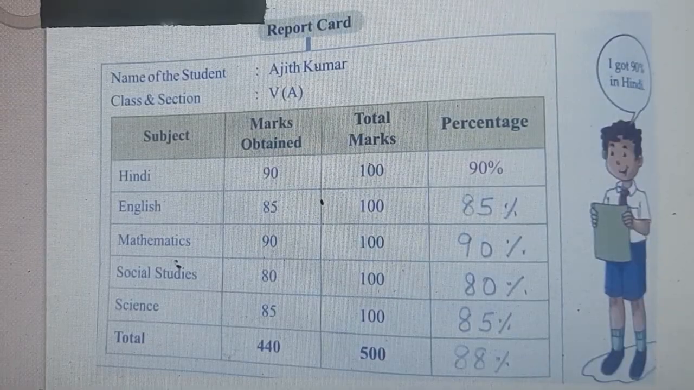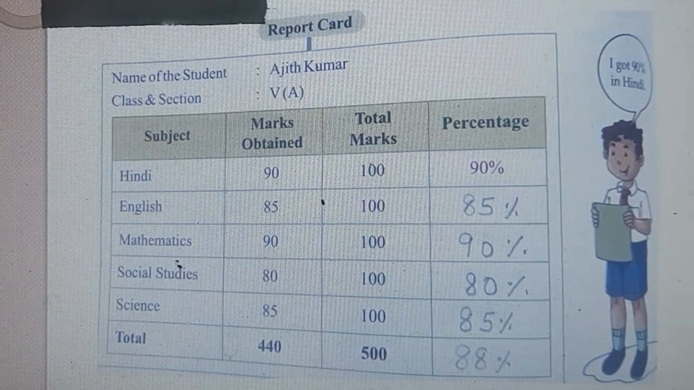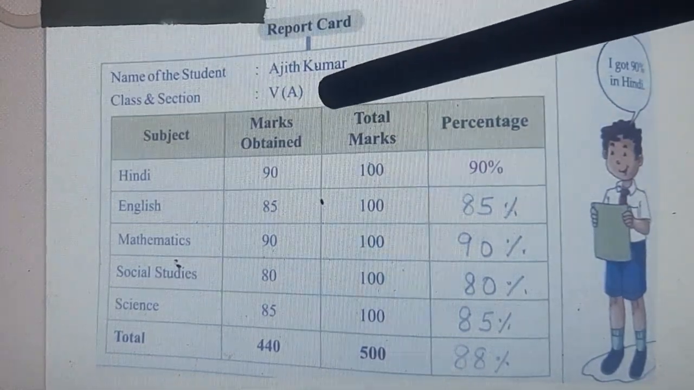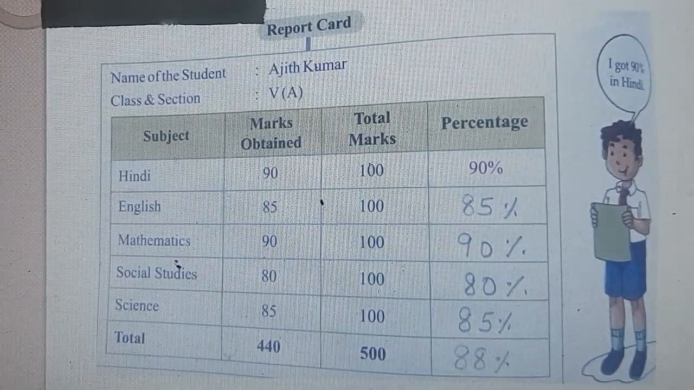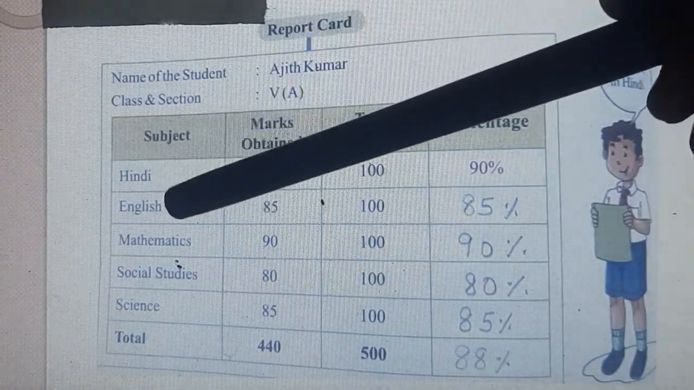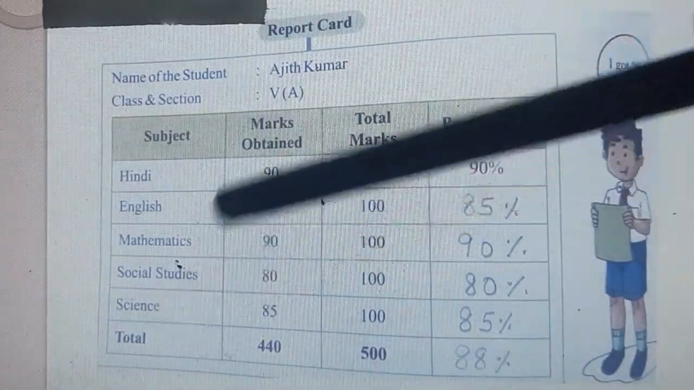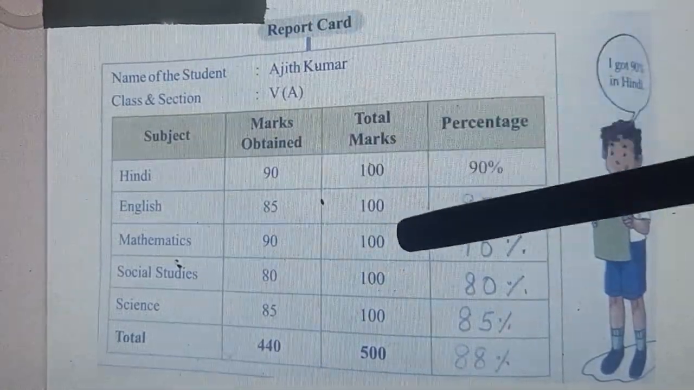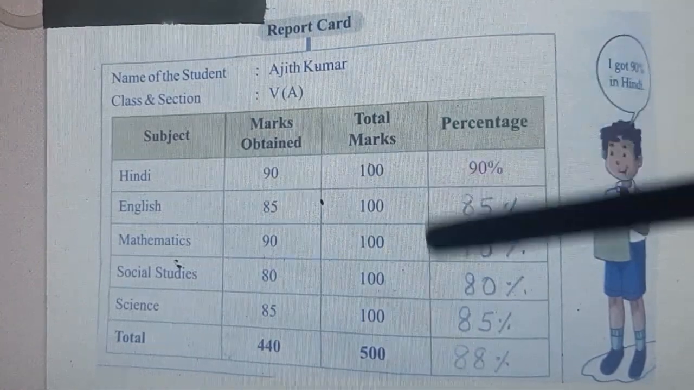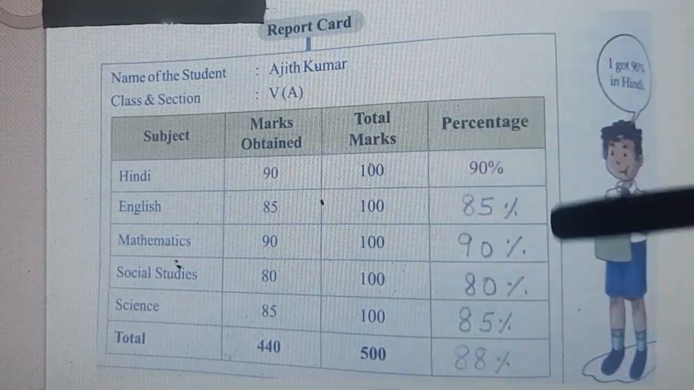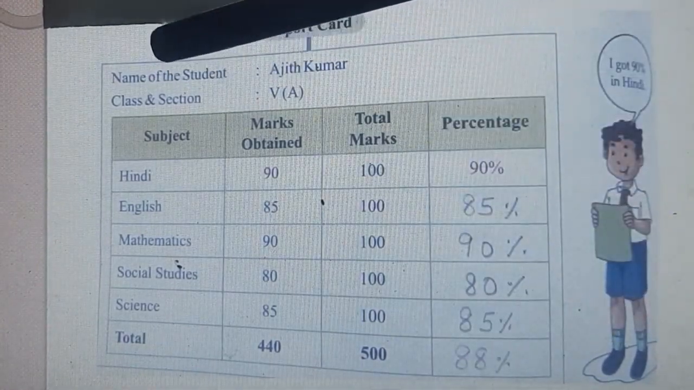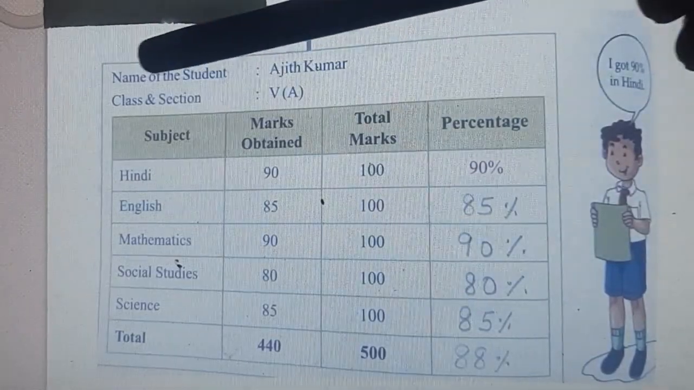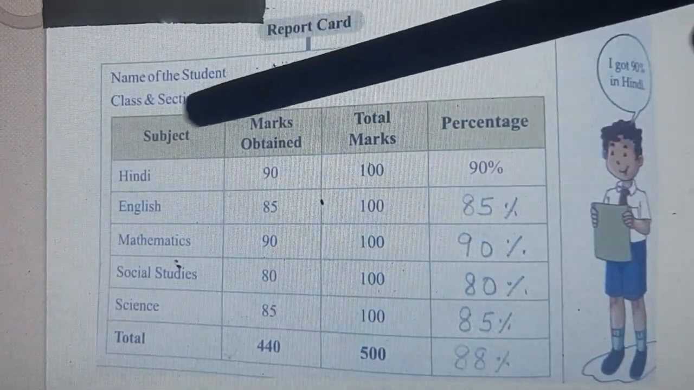Now look here, what is this? This is a report card. We generally get report card now. Report card of class 5th A student. Subject, English, Hindi, Math, Social Science, Science. Then marks obtained. Total marks. And then percentage. See, what is this column? Percentage. This is name of the student is written Ajit Kumar.